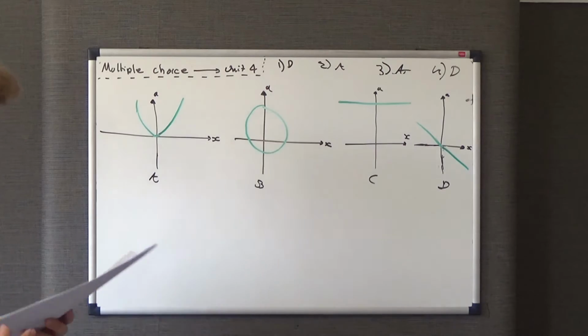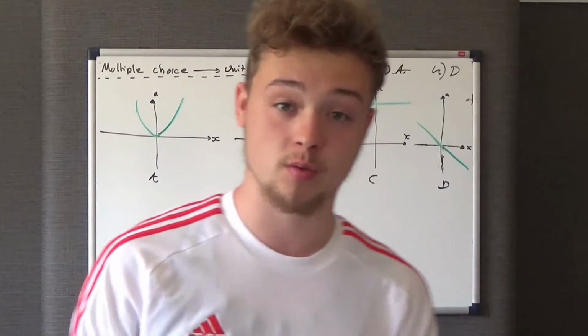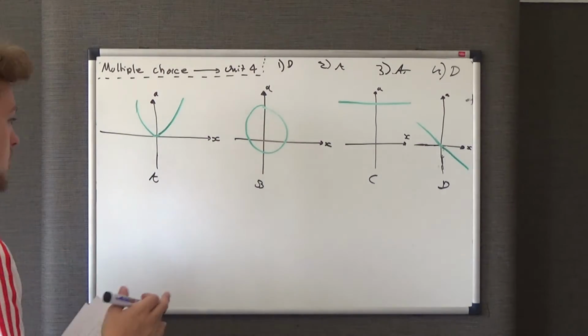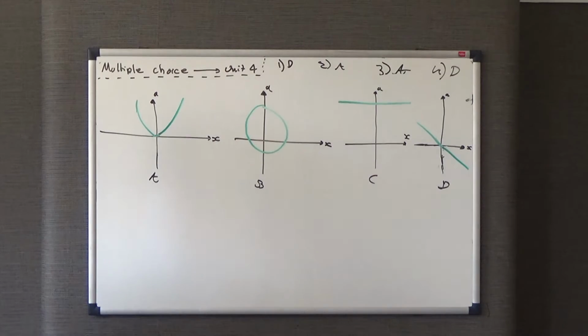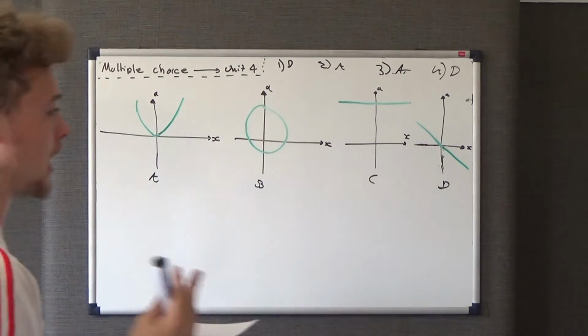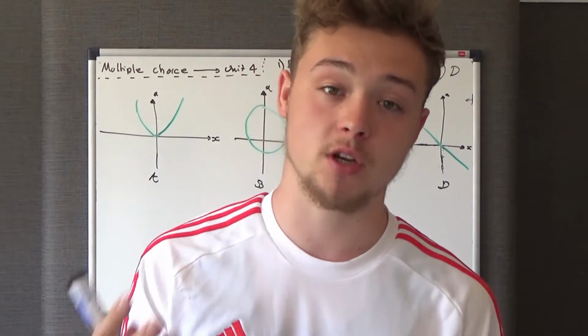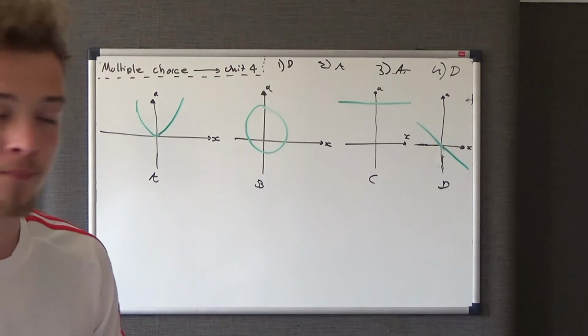The question says, which one of the following graphs shows how acceleration varies with displacement? In other words, which graph is correct for an object in simple harmonic motion? Obviously x represents displacement and the vertical line represents acceleration. Remember, acceleration can be positive or negative, so that's why in some cases it goes below the line.